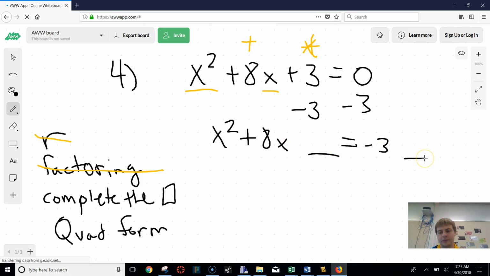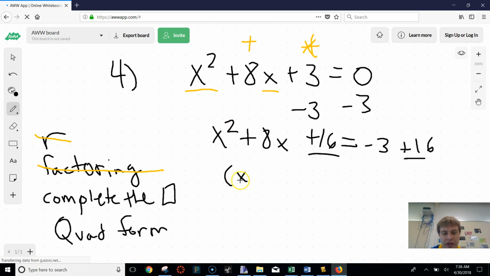Now we're missing a term, so we're going to plug in a term to force it to factor. The term that we're going to plug in will be 16, because we'll half 8, which will give us 4, and then square that, and that will give us 16. And if you add it to one side, you have to add it to the other side.